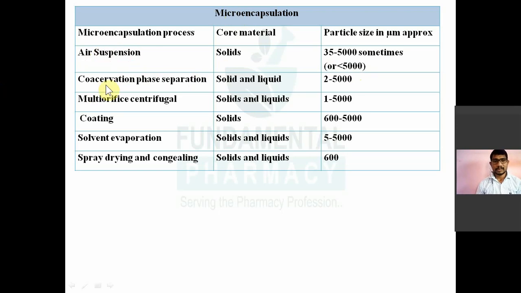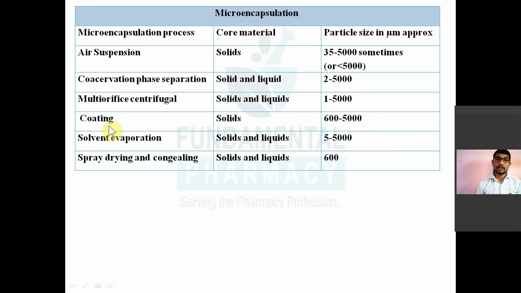Now second is the coacervation phase separation method. Okay, in this you can encapsulate solid as well as liquid, in a range of 2 to 5000 micron. Okay, then next one is the multi orifice centrifugal method. So in this method also you can coat solid as well as liquid core material, and the particle size should be in a range of 1 to 5000 micron. Then next one is coating.